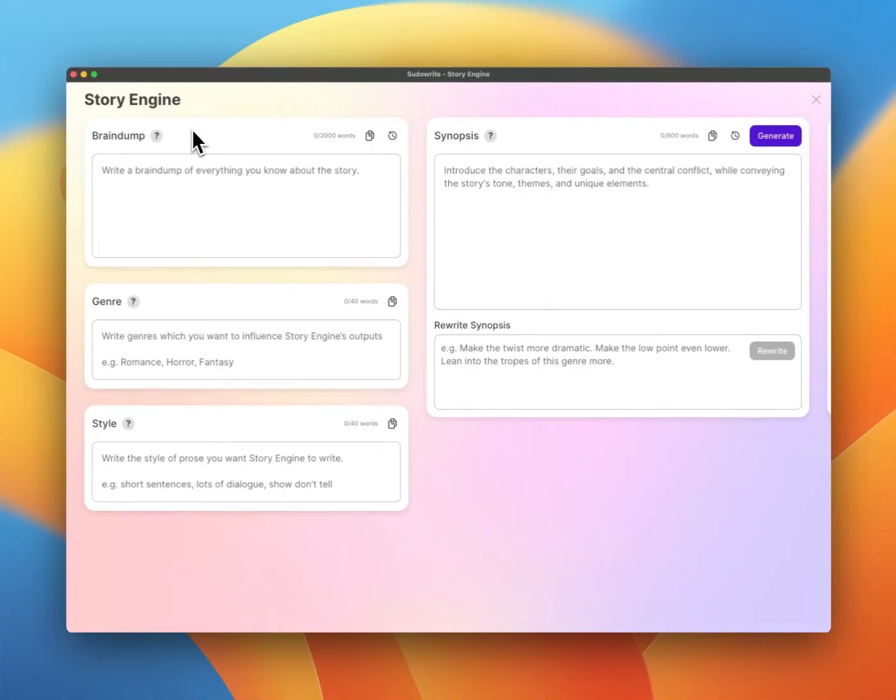We built this in response to professional authors who tell us that as soon as they publish a book, the very next day, readers want the next one. So let's dive in to see how Story Engine works.